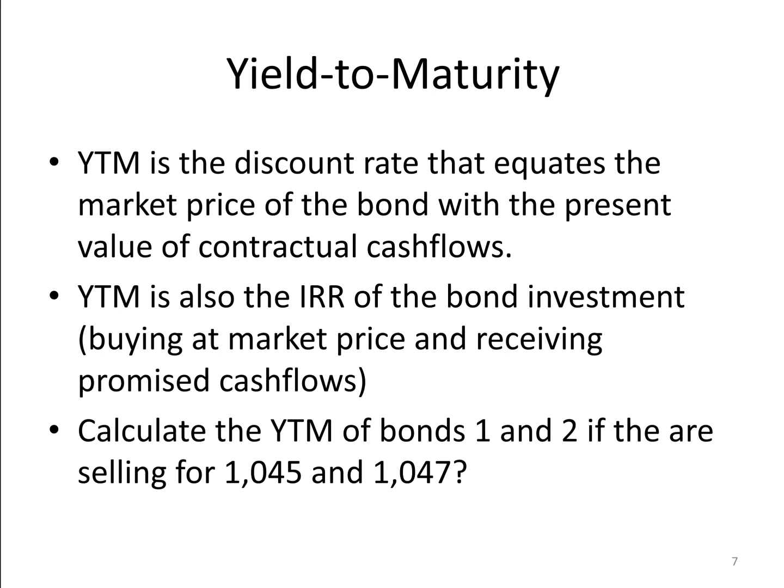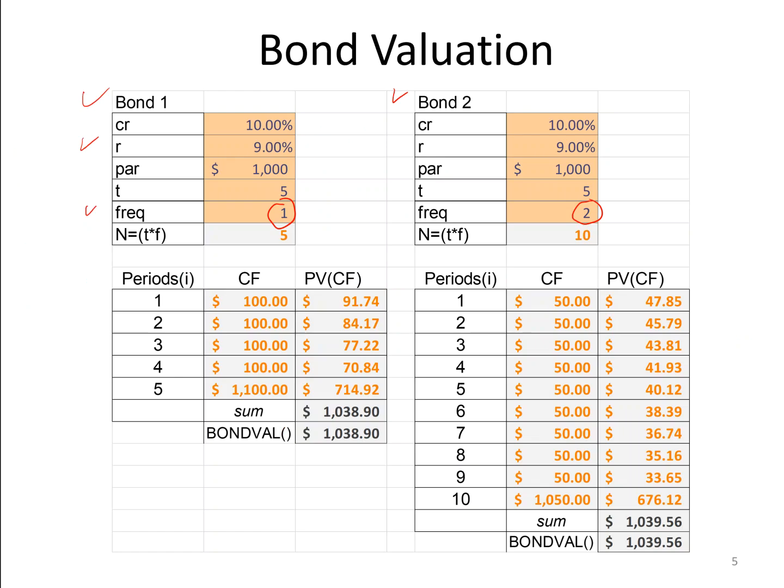Last thing I want to do is talk about yield to maturity. Now, yield to maturity is the discount rate we've been using, R. However, YTM is the discount rate that equates the market price of the bond with the present value of the contractual cash flows. In other words, when we did this calculation, we said we wanted a 9% return, therefore we would pay $1,038 or $1,039 for these bonds.